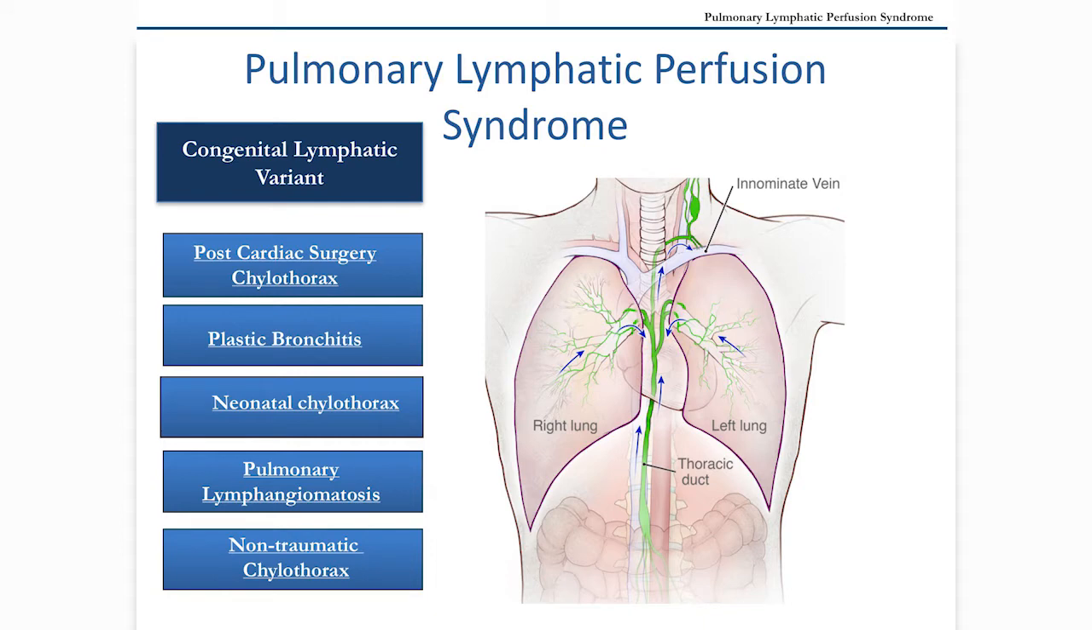When you have a new imaging technique, such as MR lymphangiography, you can find new diseases and new findings. And that's what happened to us. When we started to do MR lymphangiograms, we found our first patients with a condition that we now call pulmonary lymphatic perfusion syndrome. It's an anatomical variant.